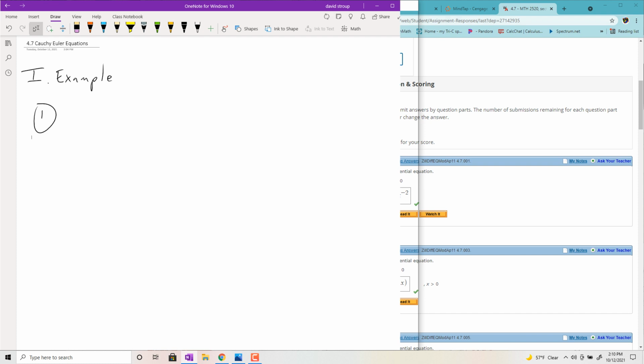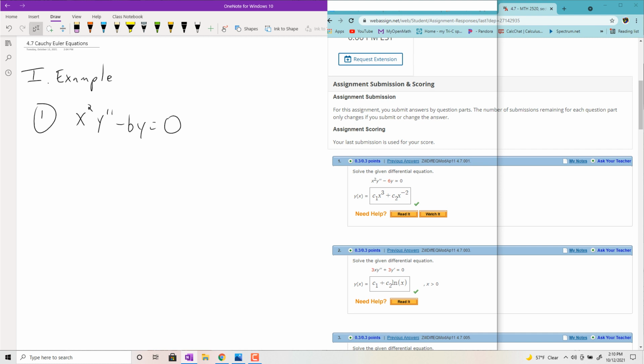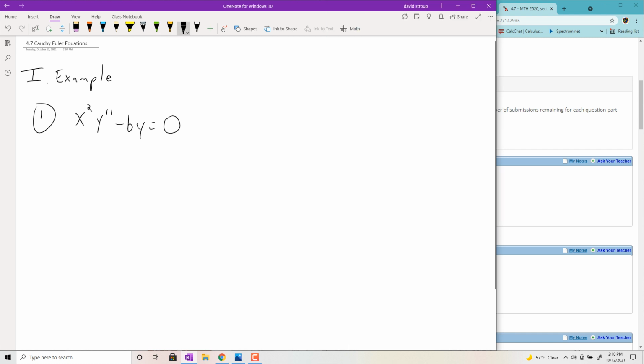So problem 1. We have x squared y double prime minus 6y equals 0. We're going to suppose our solution is of the form x to the m. So our solution y equals x to the m. And then we're going to get the derivatives of this and put it into that differential equation.